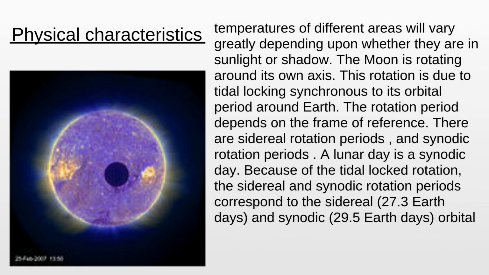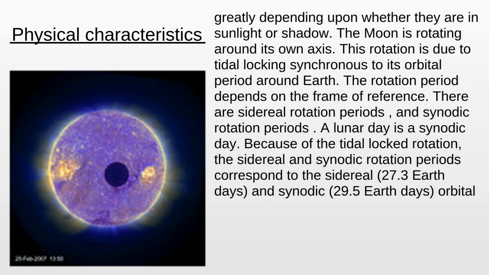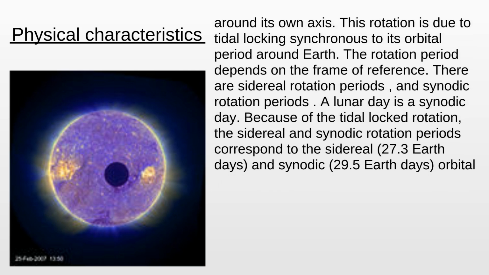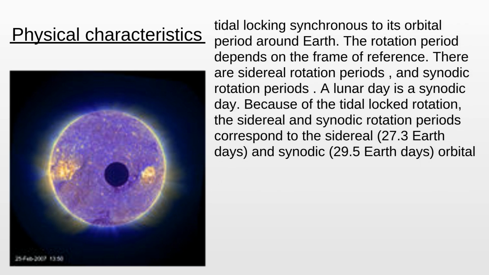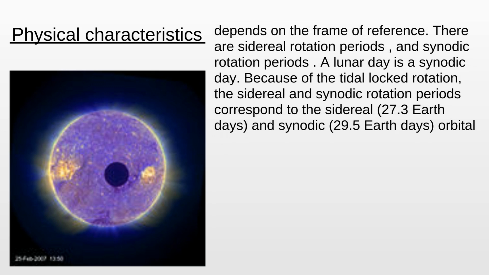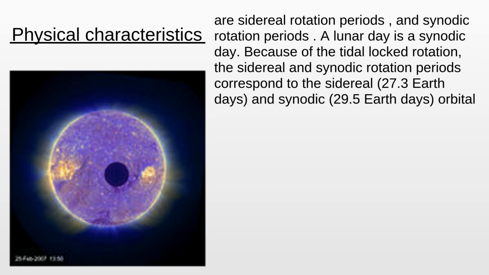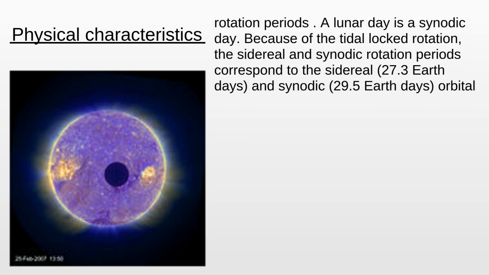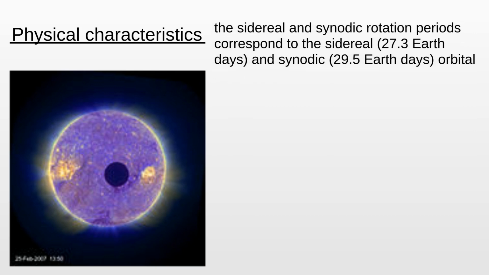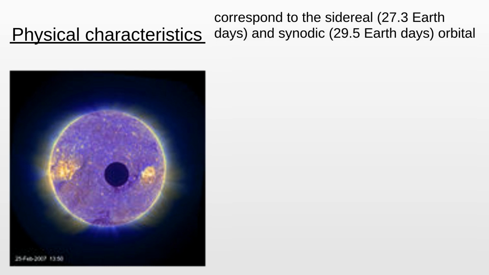The moon is rotating around its own axis. This rotation is due to tidal locking, synchronous to its orbital period around Earth. The rotation period depends on the frame of reference. There are sidereal rotation periods and synodic rotation periods. A lunar day is a synodic day. Because of the tidal-locked rotation, the sidereal and synodic rotation periods correspond to the sidereal, 27.3 Earth days, and synodic, 29.5 Earth days, orbital periods.